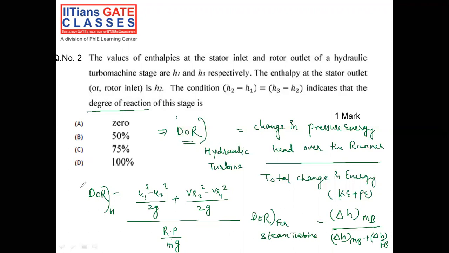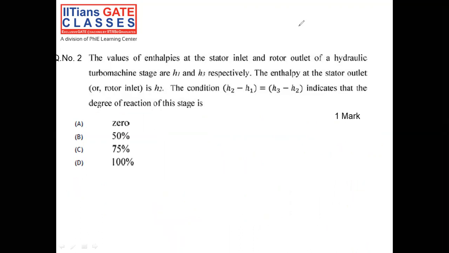So we have seen two formulas, the first formula and the second formula. Based on the data, you can apply the degree of reaction. Now let me solve the question based on the data which is given. The degree of reaction is given as the change of enthalpy in the moving blade to the change in enthalpy of moving blade plus fixed blade.